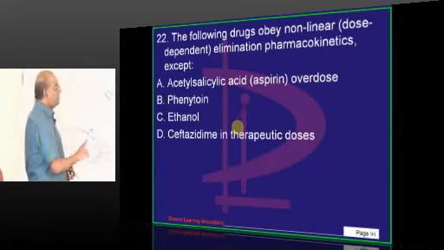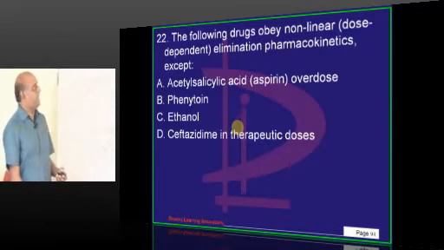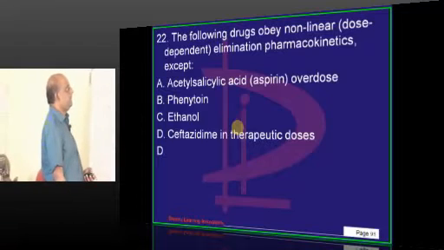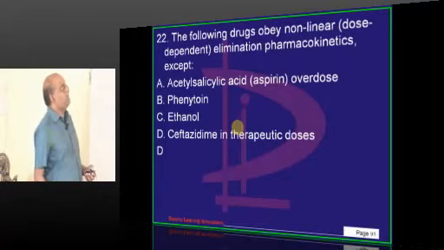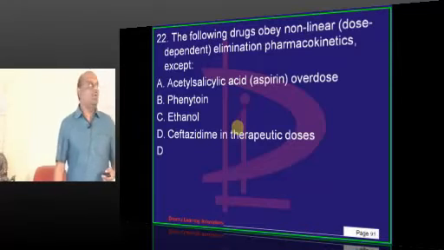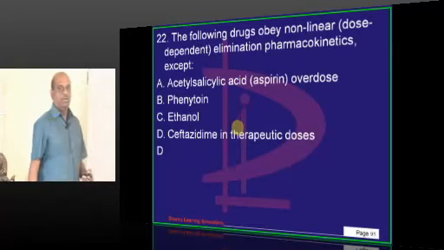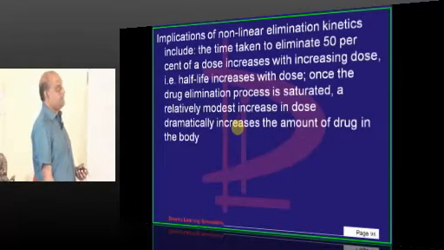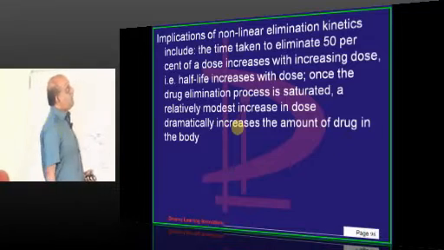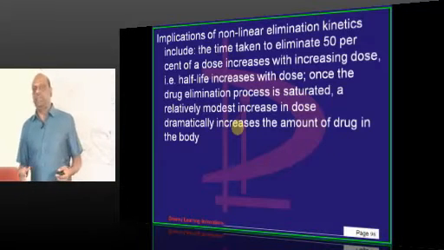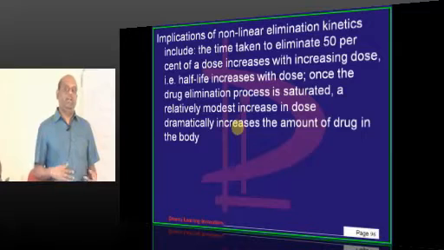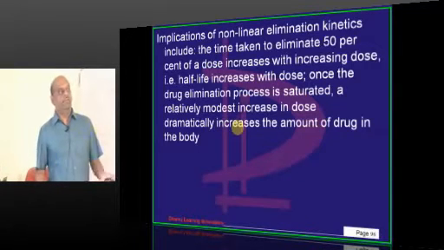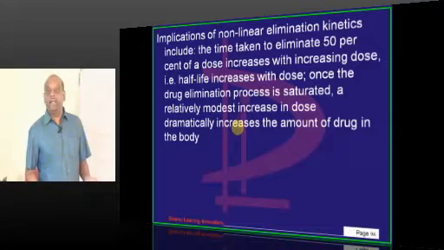Which will show non-linear elimination pharmacokinetics? All of them, but not ceftazidime. Aspirin, phenytoin, ethanol, they all show non-linear dose dependent elimination. So you must always know zero order, pseudo zero order, first order. Pharmacokinetics is one chapter we ignore, but it has a lot of exam deciding questions.